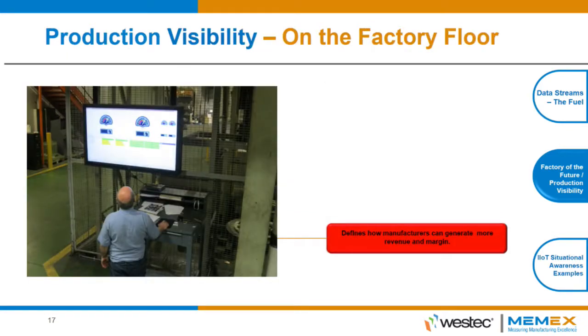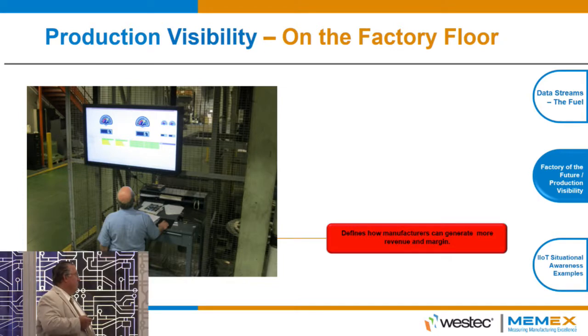What does production visibility look like on the factory floor? Well, it looks like this. This might look familiar to you, Neil, this picture. This is an example of an operation within a factory where the operator is coming up to see how the cell's doing, how the physical equipment is performing.